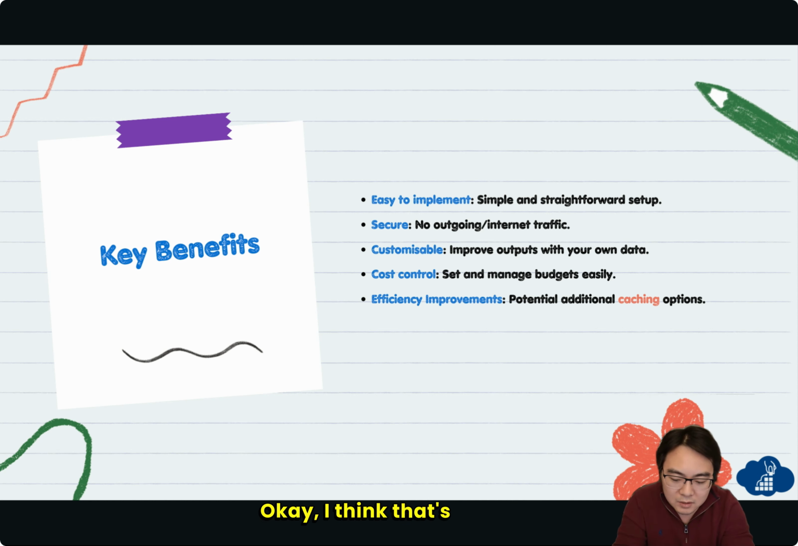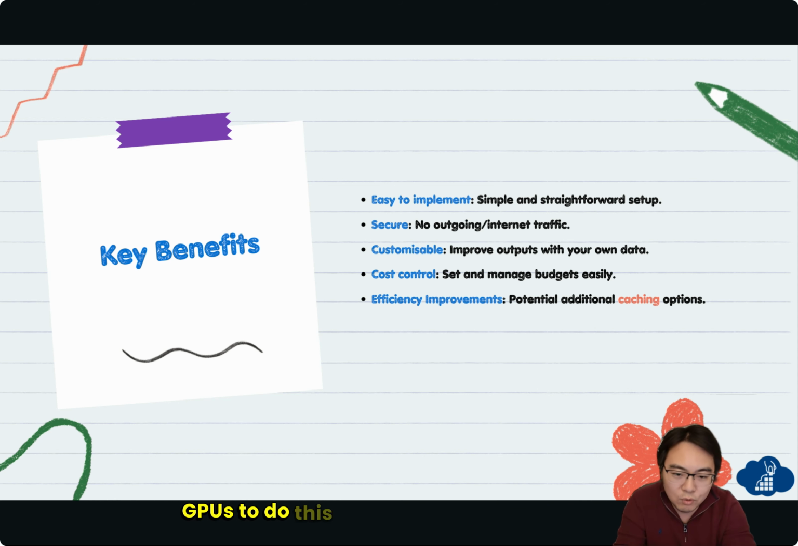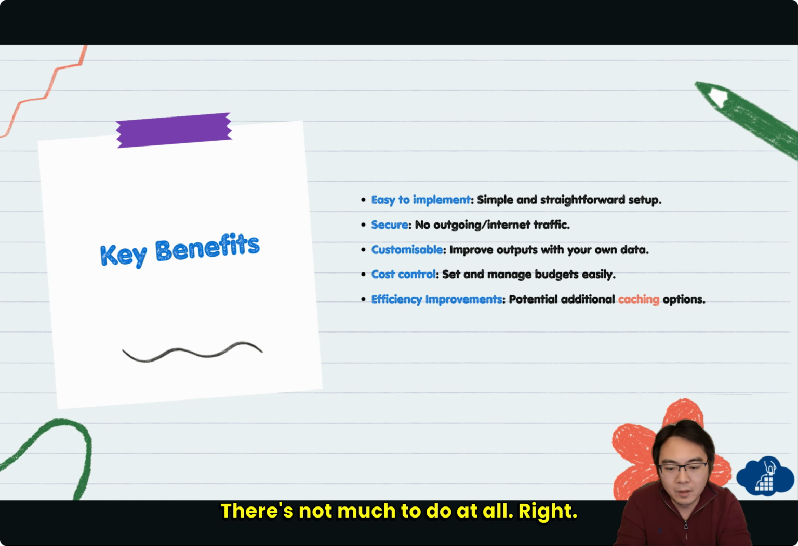Okay, I was very excited because I've been following this model a lot, and this is the first open source model that is lightweight enough for you to run something like this, and it's actually decent with a very, very high score. So I'm very interested in this, but what I'm mostly interested in is the way that you can use Cloud Run and GPUs to do this sort of deployment with ease. There's not much to do at all, right?